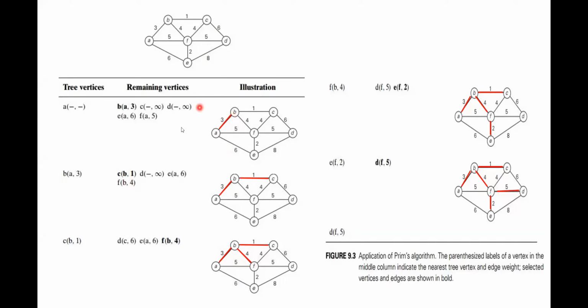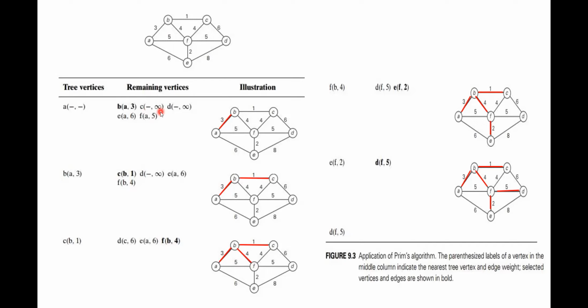And I will be completing the reachability. From A, I can reach B with a cost of 3. From A, can I reach C directly? No. So there is a hyphen, because there is no direct connectivity. Indirectly it may be there, but a direct edge is not there. So there is a hyphen and the cost will be infinity.